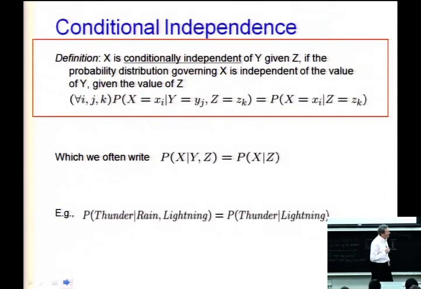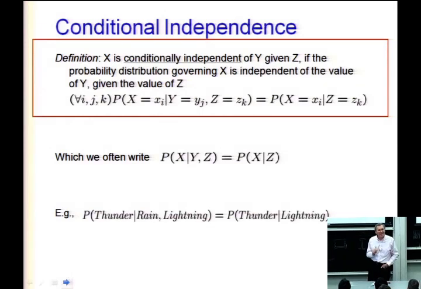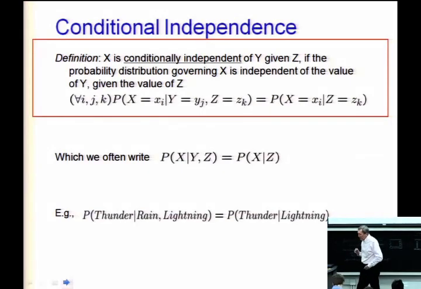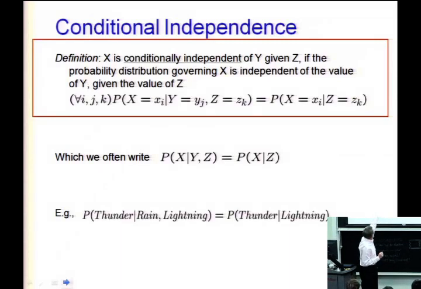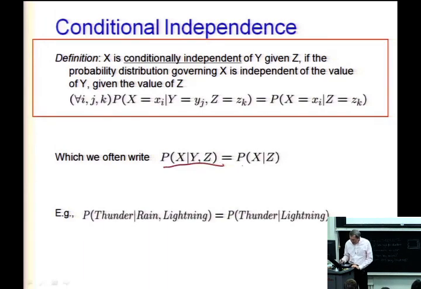Just to remind us all, conditional independence, of course, is the assumption we talked about when we talked about naive Bayes. Just to remind you, when we say that random variable x is conditionally independent of random variable y given random variable z, we mean exactly this. We mean that the conditional distribution of x given y and z really doesn't depend on y if we have z. And we gave an example previously.